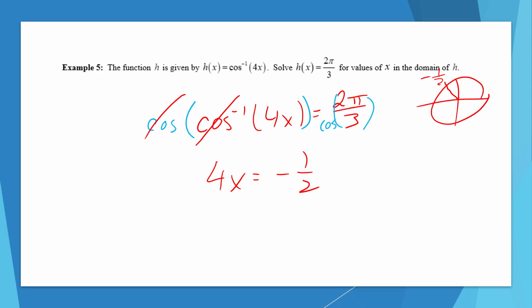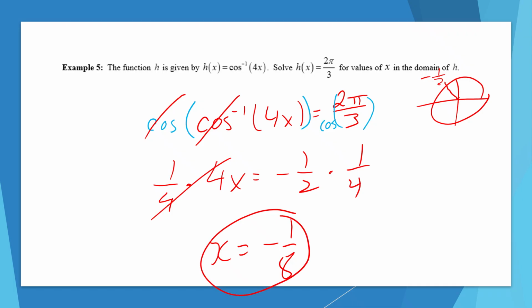And then divide both sides by 4. When working with fractions, I like to think of that as the same as multiplying by 1/4. That way, you just have x equals negative 1/8 as your answer for example 5.